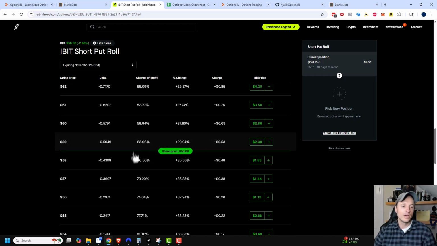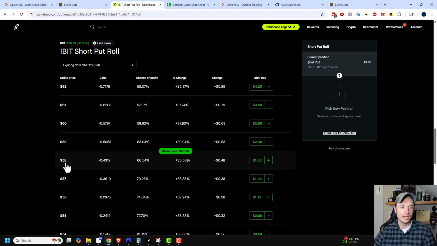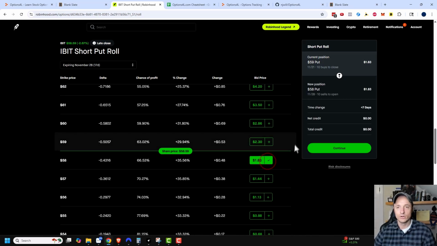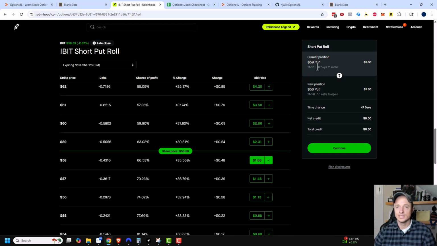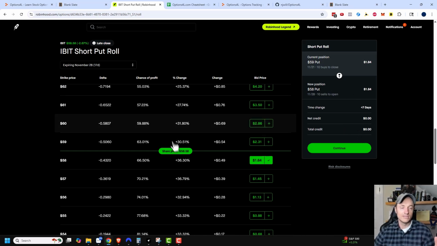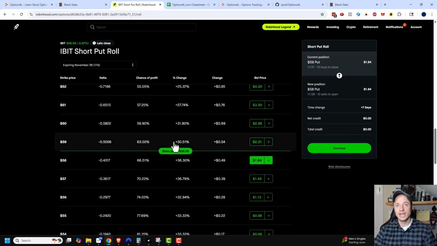So anyway, let's say I want to go ahead and roll to a strike that is still out of the money. So there's a $58 strike, and we can see it's $1.83. So if I add it to my order, you can see that it's going to close my current position. So it's going to buy 10 to close, and then it's going to do a new position, $58 strike put, and I'm selling to open. In this particular trade, I am making 1 cent per share, which brings my credit to $10. So it's better than paying a debit, and just like that, it went down to $0. So I'm basically breaking even. I'm adding a week to my trade, and I'm also lowering my strike price by $1 if I was to do this particular trade.